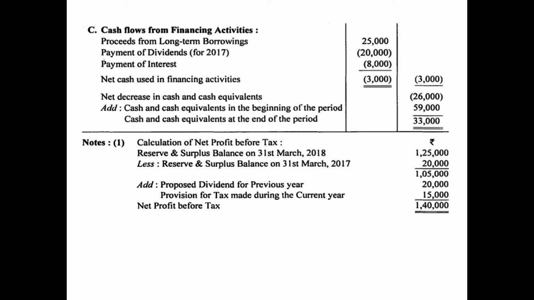As you can see, because there was nothing else mentioned, we have assumed the reserve and surplus balance is showing the balance of statement of P&L. So the closing balance of statement of P&L for the current year is 1,25,000 minus the previous year balance of 20,000. That means there is a net profit of 1,05,000. To this we will add the proposed dividend of the previous year, 20,000, plus the provision for tax of the current year, 15,000. So ultimately the net profit before tax comes to 1,40,000, with which we have to start our cash flow.